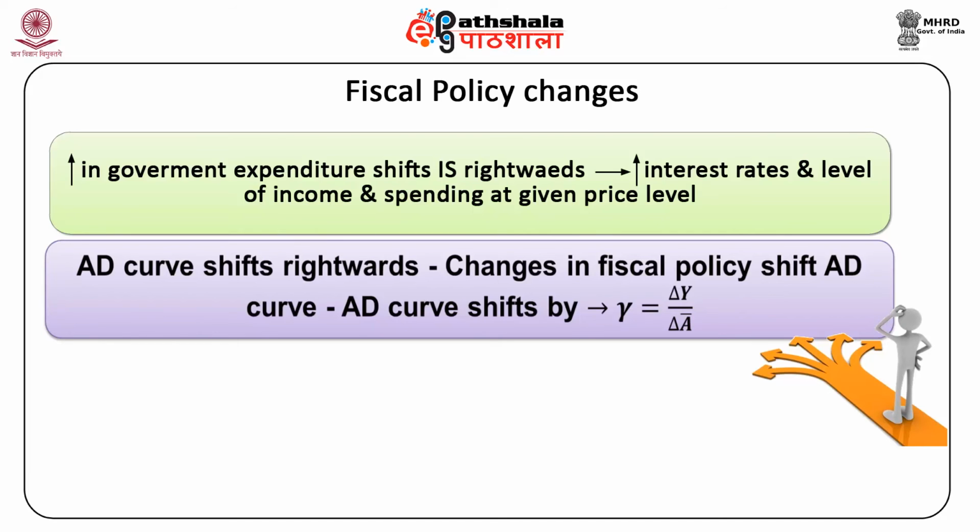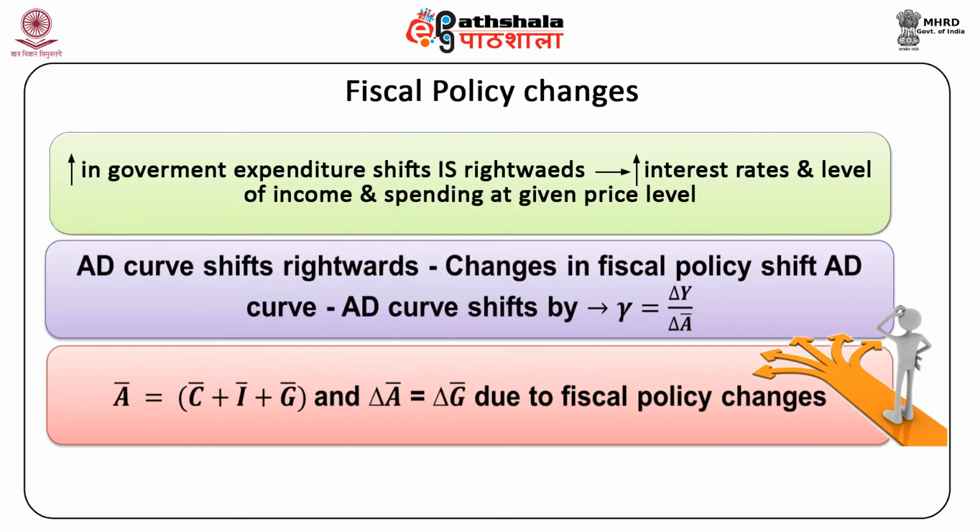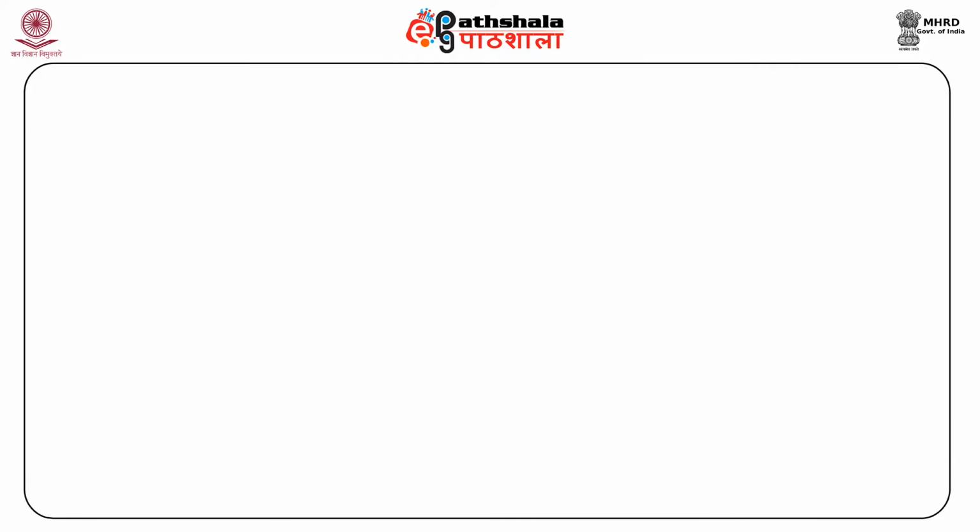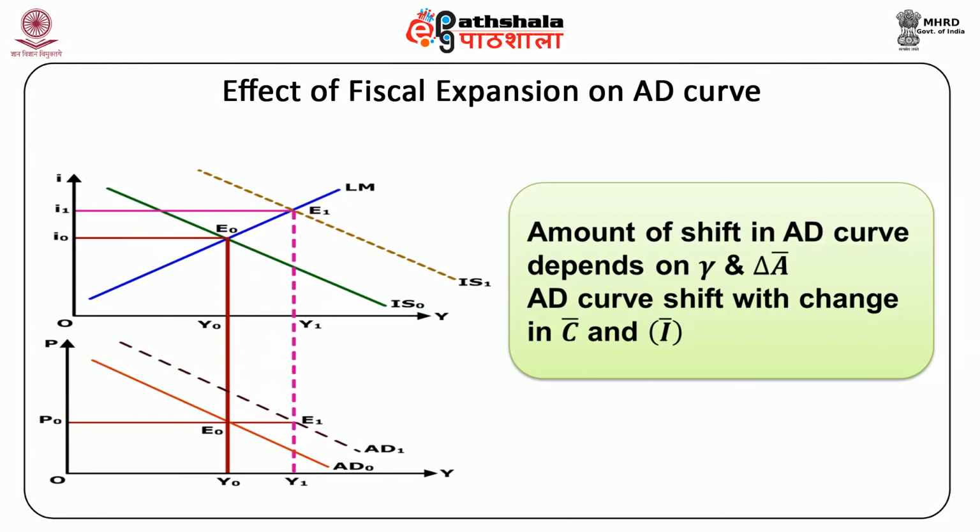Mathematically, the aggregate demand curve shifts by an amount of gamma, which is equal to change in Y divided by change in A bar, where A bar is equal to C bar plus I bar plus G bar, and change in A bar is equal to change in G bar due to the fiscal policy changes. Thus, the amount of shift in the aggregate demand curve depends on gamma and change in A bar. Similarly, the aggregate demand curve will shift with the change in autonomous consumption C bar and autonomous investment I bar.